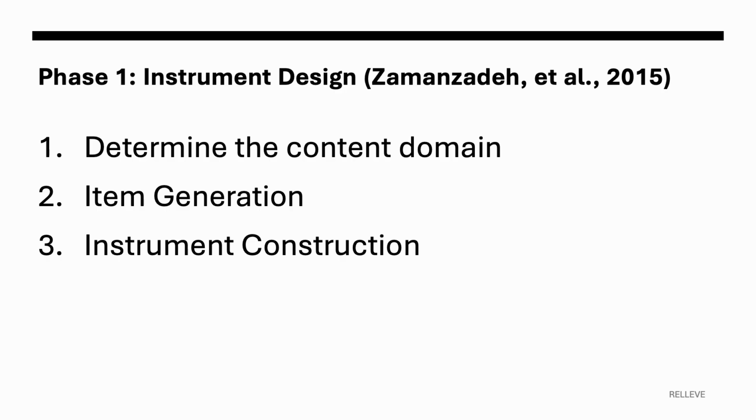Now, let's explore phase 1, instrument design, which consists of 3 critical steps. First, we'll determine the content domain, carefully mapping out exactly what we need to measure. Then, we'll move to item generation, transforming our theoretical constructs into concrete questions. Finally, we'll focus on instrument construction, assembling these elements into a cohesive measurement tool.